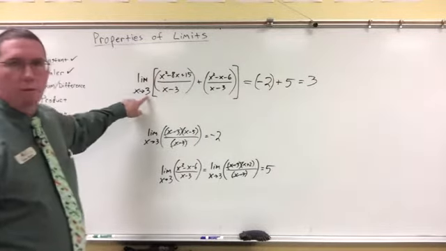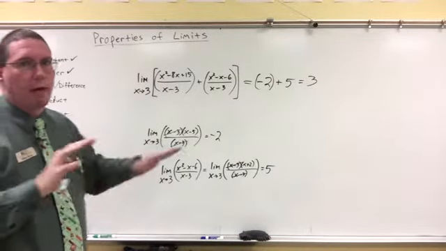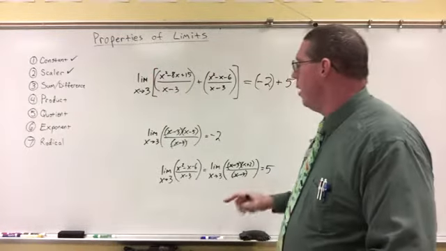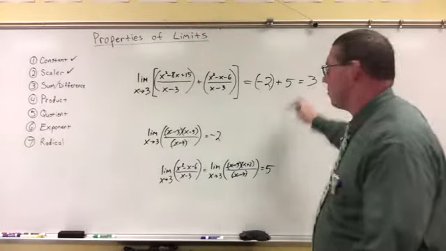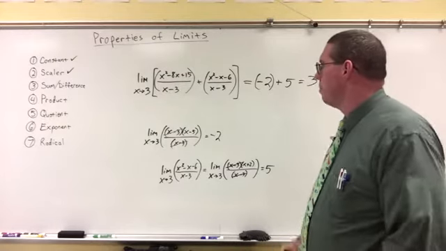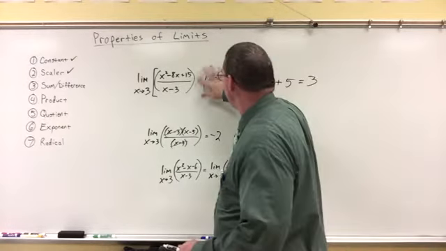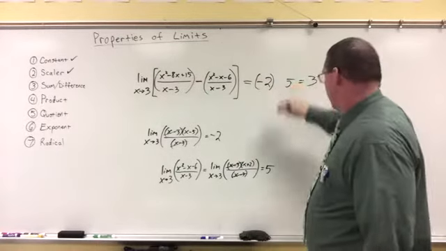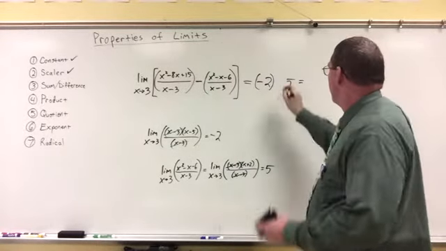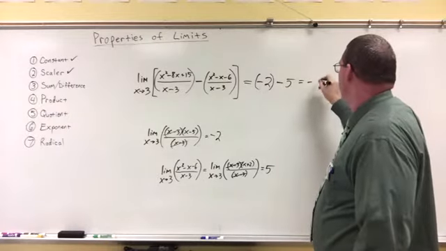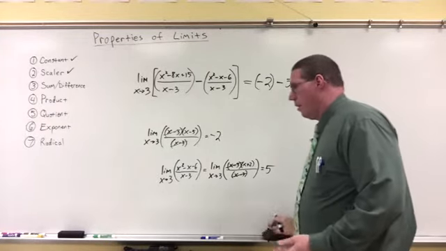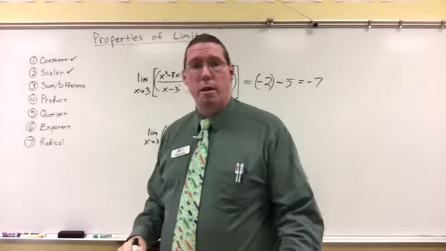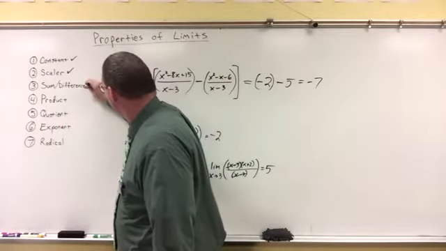Now, the fact that the answer wound up being the same as the number x approaches is total coincidence. Don't think that you ever take this number and put it over here as an answer arbitrarily. If this said minus, then we would instead subtract these two numbers, and we'd have negative 2 minus 5, which would be negative 7. And so that is the sum and difference property of limits. Okay, so we're good there.